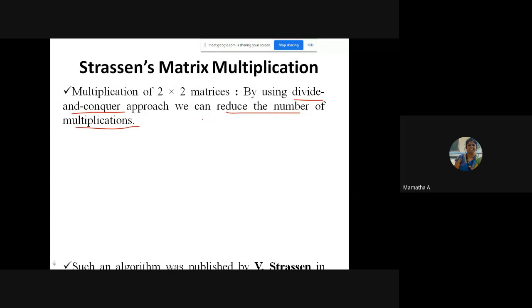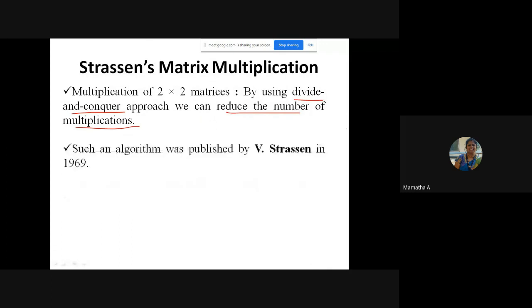Such an algorithm was published by a person called V. Strassen in 1969. It is a very old algorithm, but most of us don't use it. I'll tell you why we don't use this algorithm. We follow the naive method only, right? But this algorithm gives you fewer multiplications.